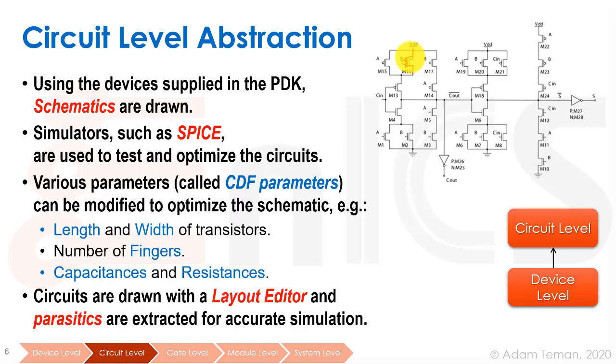Usually the SPICE model or the device in the PDK allows various parameters, like in the Cadence Virtuoso suite, they're called CDF parameters, that can be modified to optimize the schematic. These include, for example, what the length and width of the devices are, the number of fingers that the layout is going to be made with, different types of capacitances, resistances, the sizes of the diffusions, all kinds of things like that. We use a layout editor to actually go and draw the circuit, and then we can use a parasitic extractor to extract the RC values and run accurate post-layout simulations.